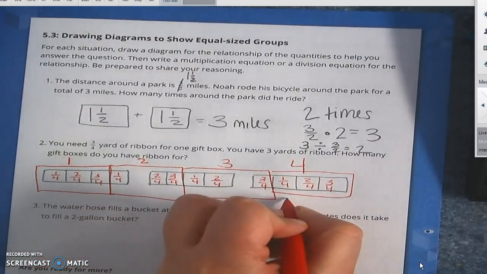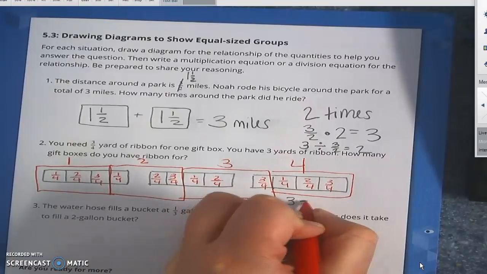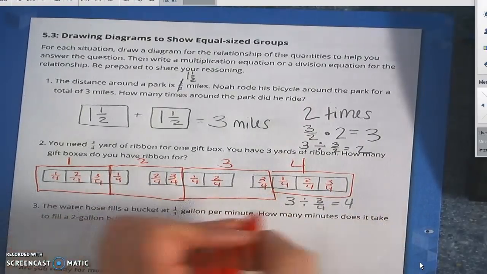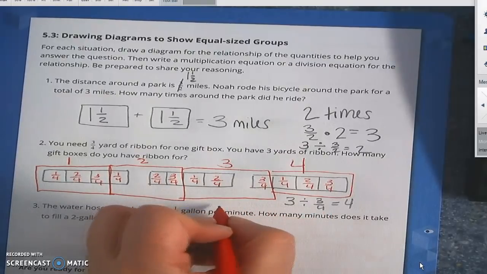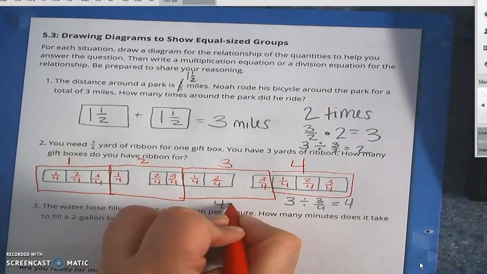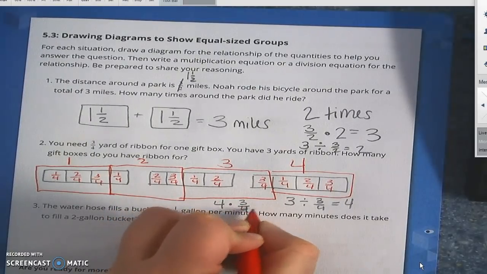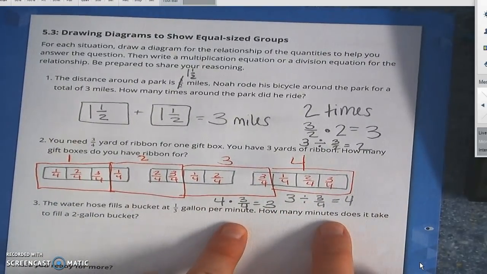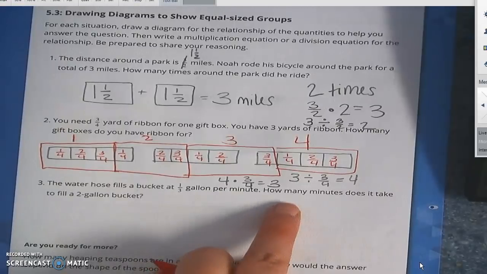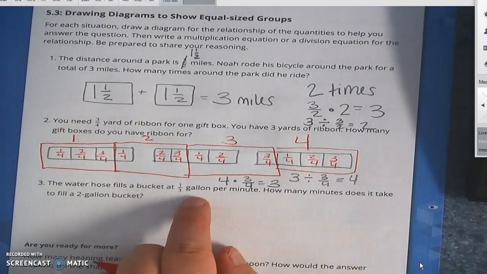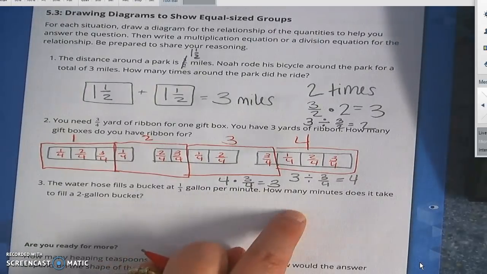So I can do 3 yards divided into groups of 3/4 equals 4, or 4 times 3/4 equals 3. There's also 2 more versions of that we could write. We could write 3 divided by 4 equals 3/4, or 3/4 times 4 equals 3.